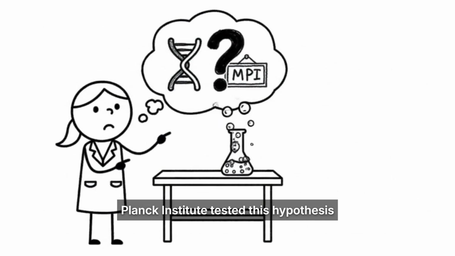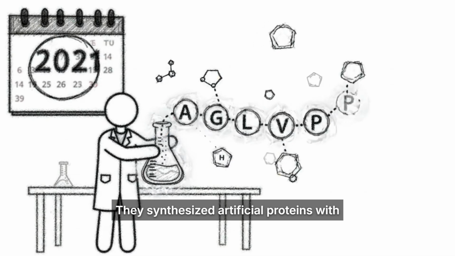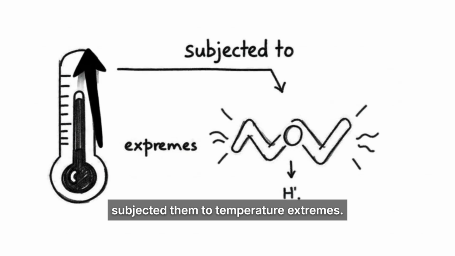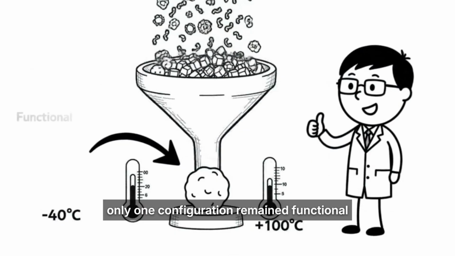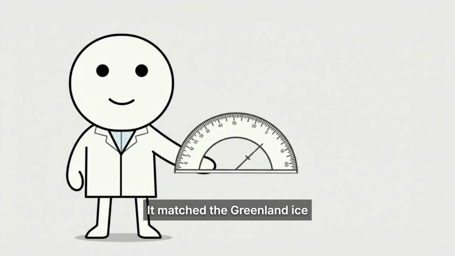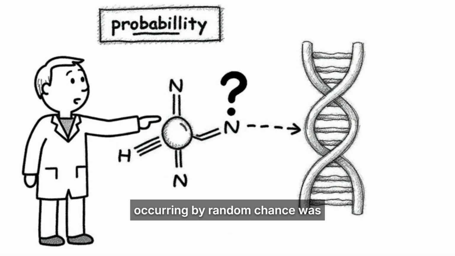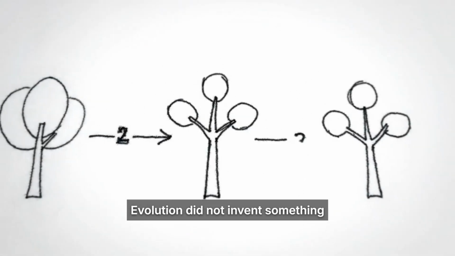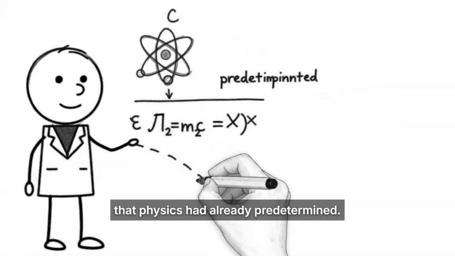A group at the Max Planck Institute tested this hypothesis in 2021. They synthesized artificial proteins with random amino acid sequences and subjected them to temperature extremes. Out of several thousand candidates, only one configuration remained functional at both -40 degrees and +120 degrees. It matched the Greenland ice colony enzyme. The probability of that match occurring by random chance was less than 1.6%. Evolution did not invent something new. It reinvented the same structure that physics had already predetermined.